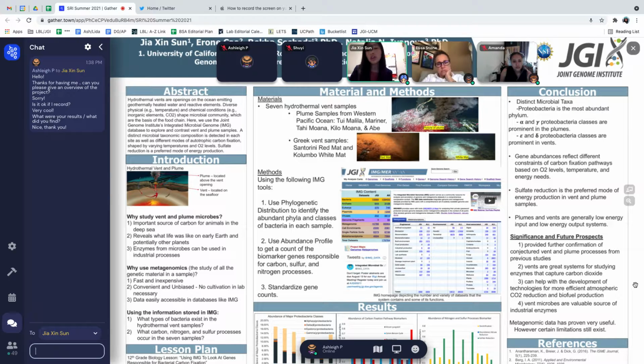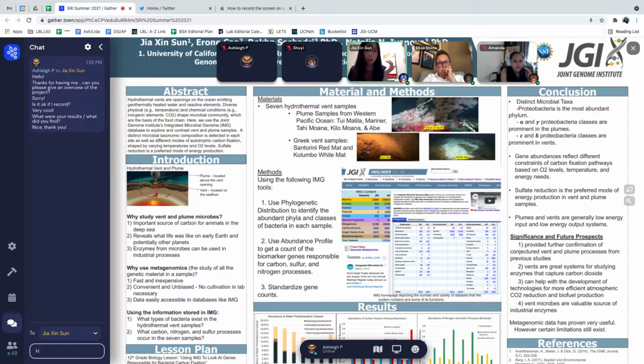One of the tools I used was the phylogenetic distribution tool. It helps me see what the abundant classes and phyla of bacteria are in my samples. The second tool is called the abundance profiling tool. It tells me how many genes there are. For example, if I wanted to find a certain enzyme, the abundance profiling tool will tell me how many genes in my sample are responsible for that enzyme. Because my samples are different sizes, I had to standardize the gene counts.